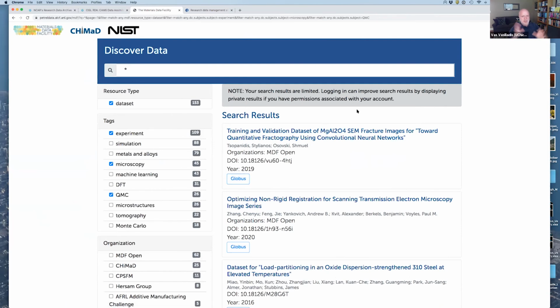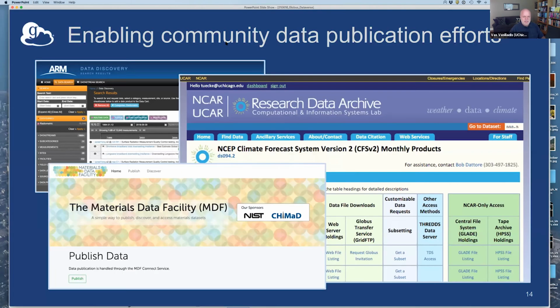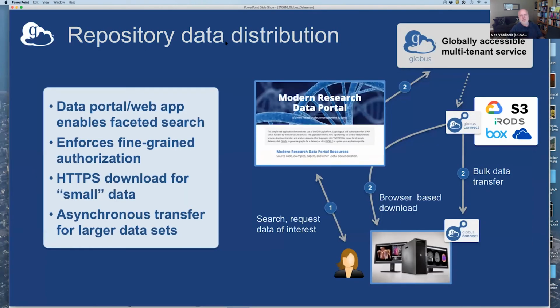And so the key point here is that it reflects this design pattern that I mentioned earlier, where you've got the data separate from the portal. And so once you find the data you want, you fire off that transfer, you can go away, and you'll get notified when it's done, and off you go.